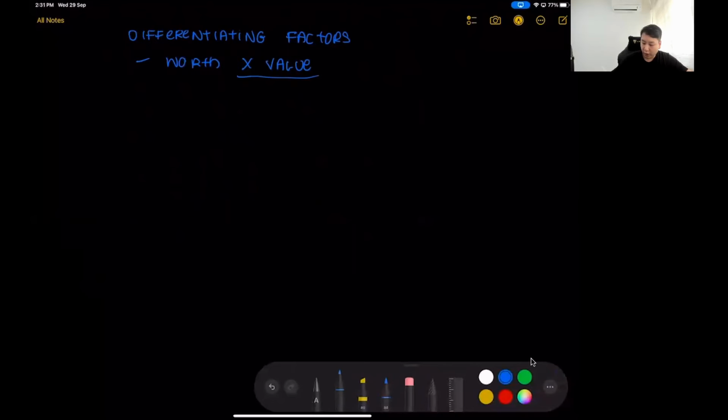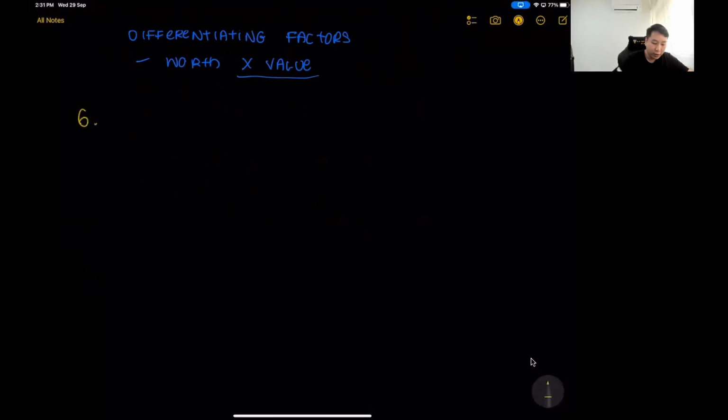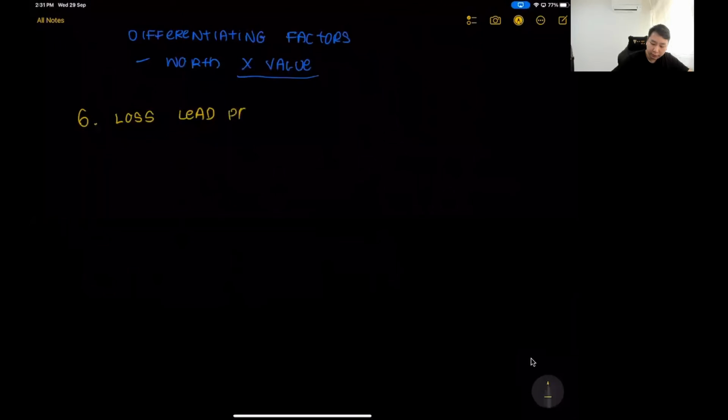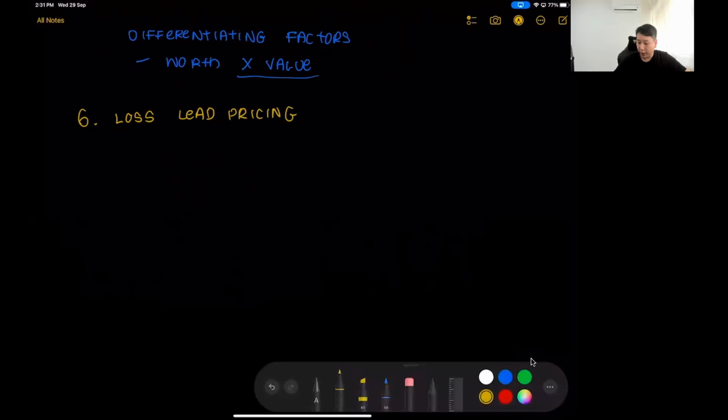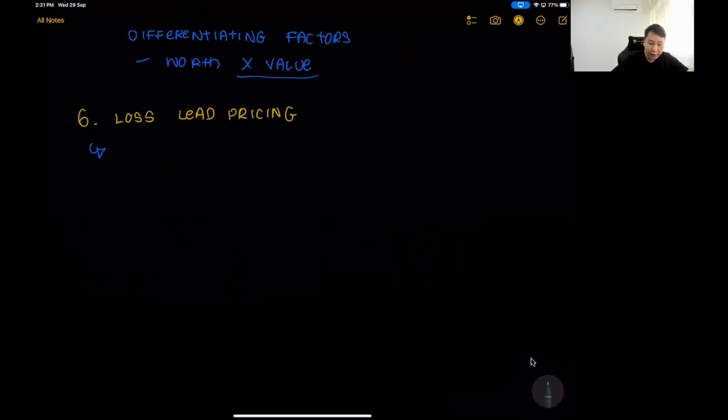Now the sixth strategy is what we call loss leader pricing. Now, what is loss leader pricing? Basically, in short, businesses actually lose money to get market share. But what happens is that they make money from the upsell. So how they do it is that they make money from the upsell.